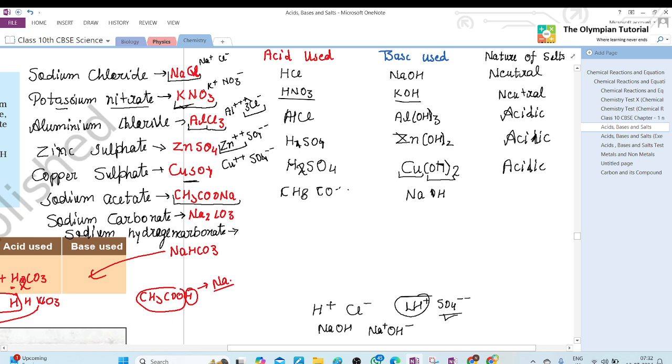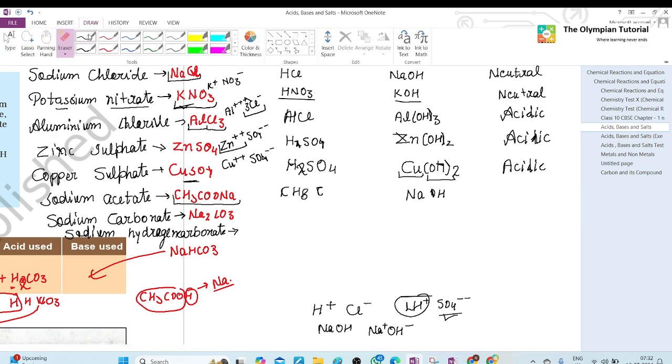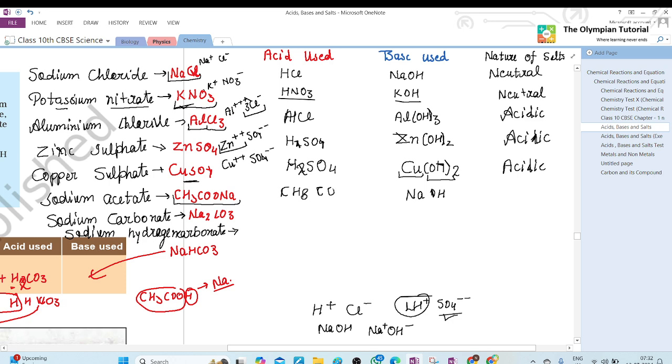Students, I am dictating while writing because my pen is showing some problem, so letters are sometimes not clear. CH3COOH. And which type of salt is it? Ma'am, it is a basic salt. Why is it a basic salt? Because NaOH is stronger than CH3COOH. Very good.